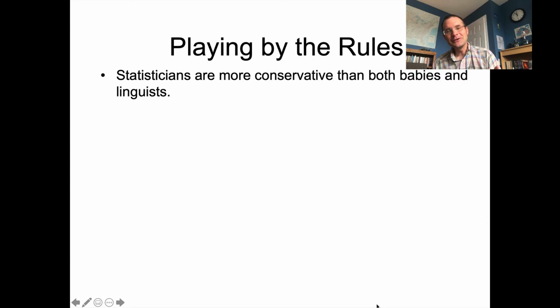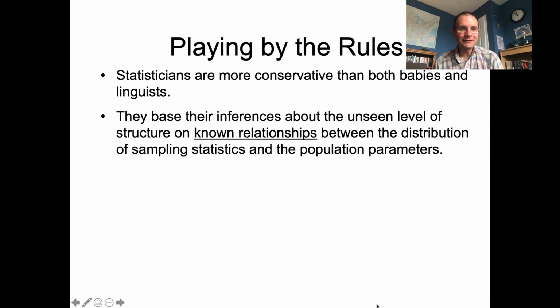But what we're going to do in stats is different. Statisticians are more conservative than both babies and linguists, it turns out, which is, again, good science. You don't want to make your conclusions too liberal or too broad if you don't have to, and definitely you shouldn't, because you just want to be able to state what you know. So what we do in stats is base our inferences about the unseen level of structure, the population level, on known relationships between the distribution of sampling statistics and the population parameters.